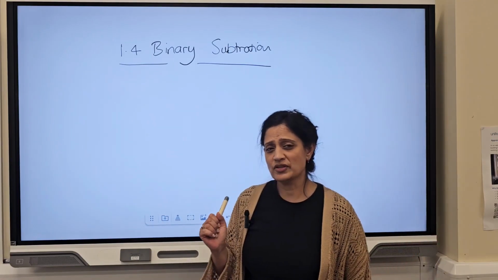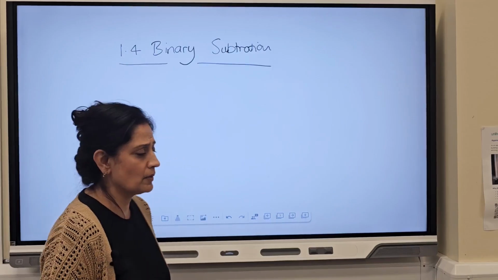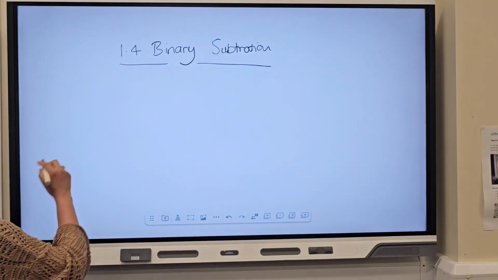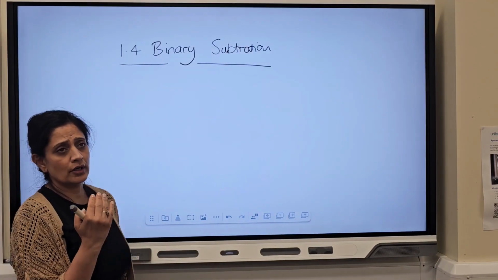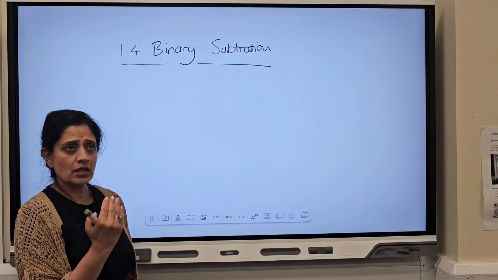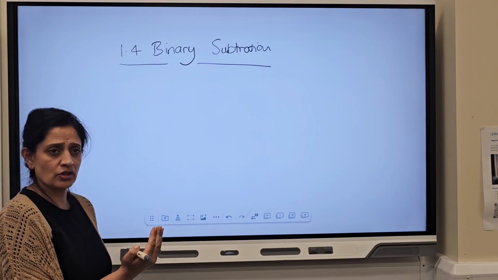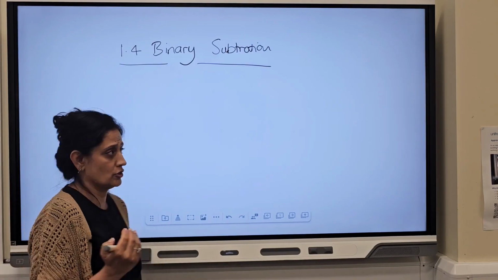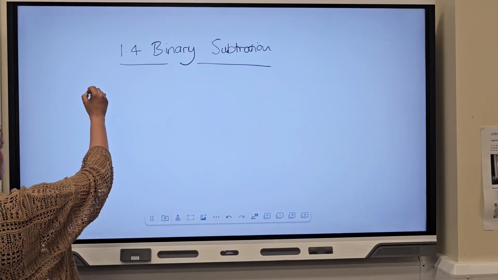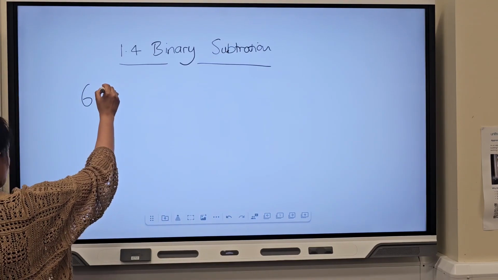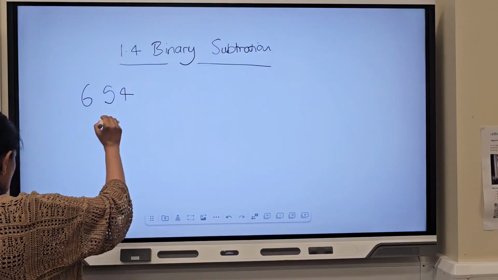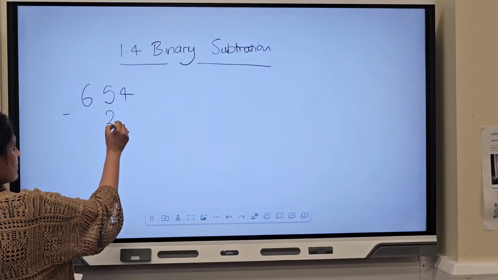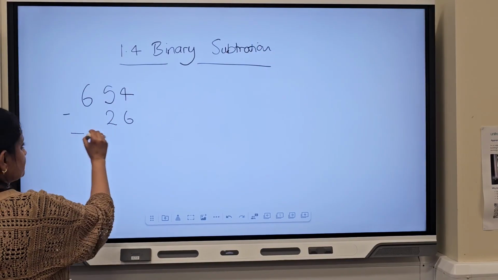Denary, we're going to start with Denary subtraction, so your simple maths. I'm going to give you an example, okay? Now, this will help in thinking about how binary subtraction relates to Denary subtraction. So, just a random set of numbers, 654. Take away 26.